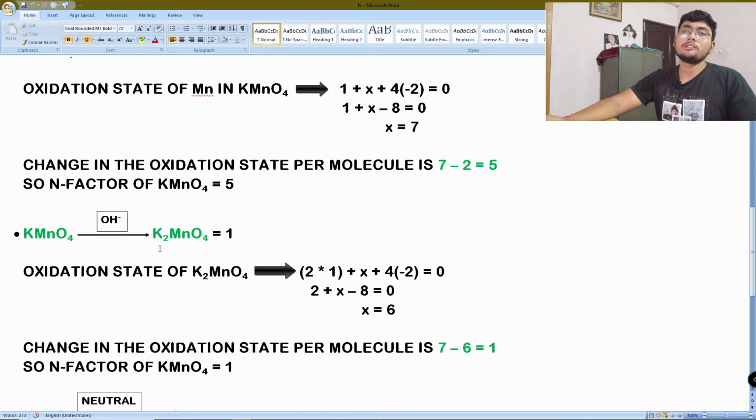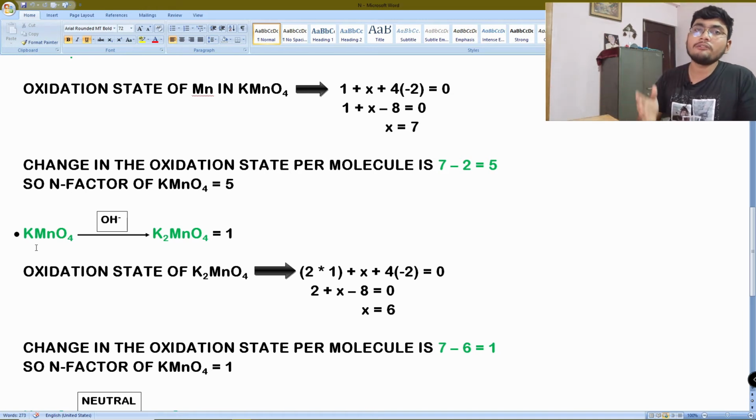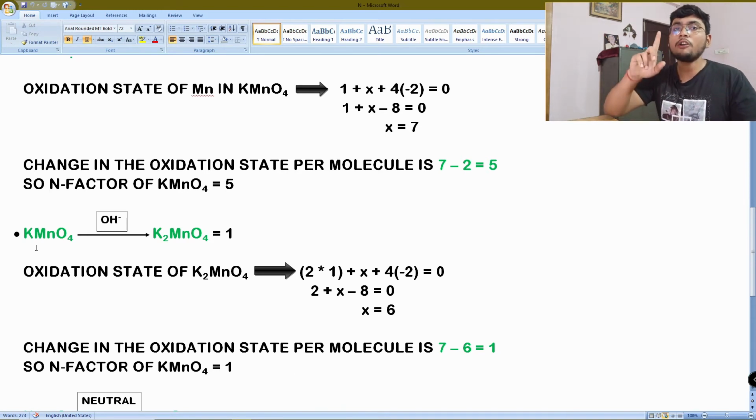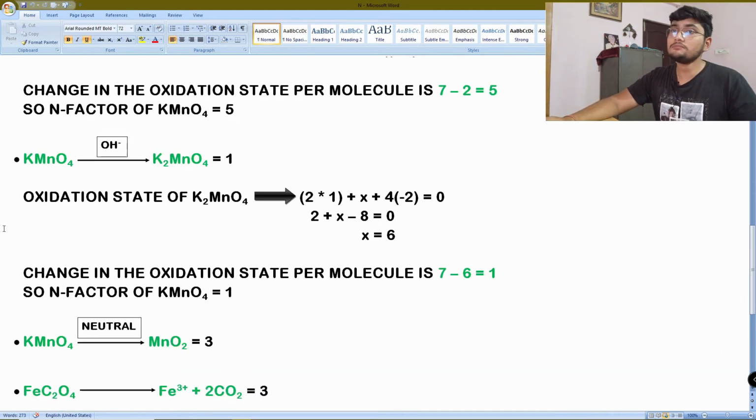Now in potassium permanganate the oxidation state of manganese is plus 7. So when it reacts in basic medium, it gives a compound in which manganese has an oxidation state of plus 6. So what is the change in oxidation state? Of 1, right? From 7 to 6. So there is a change of 1 only. So the N factor will be 1. I hope this is clear to you.